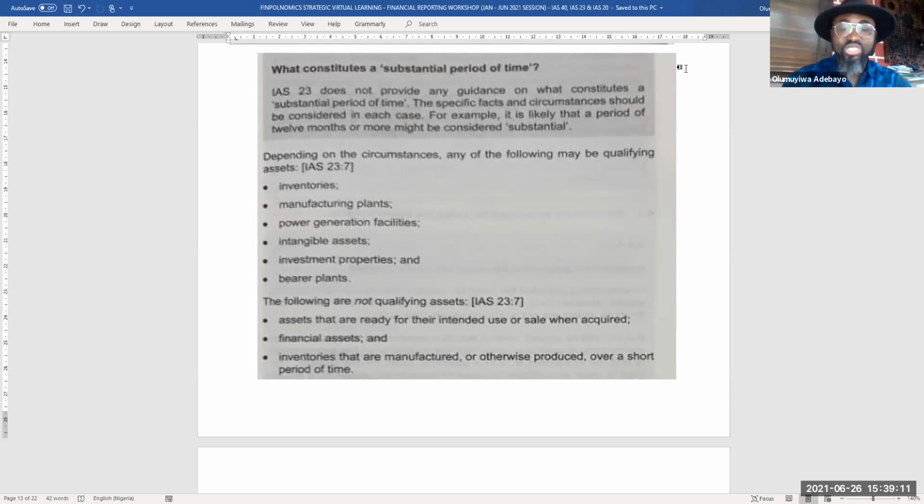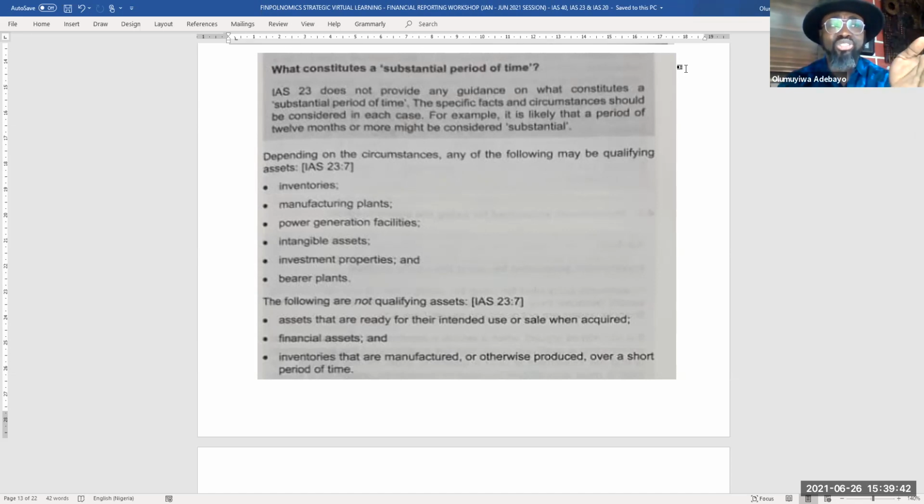Therefore, your question about seeing a particular share price of a company falling and you want to take advantage, you now want to borrow to finance it, can you treat the borrowing cost in line with borrowing cost for a qualifying asset? The answer is no. And if it's no, you now revert to IFRS 9.